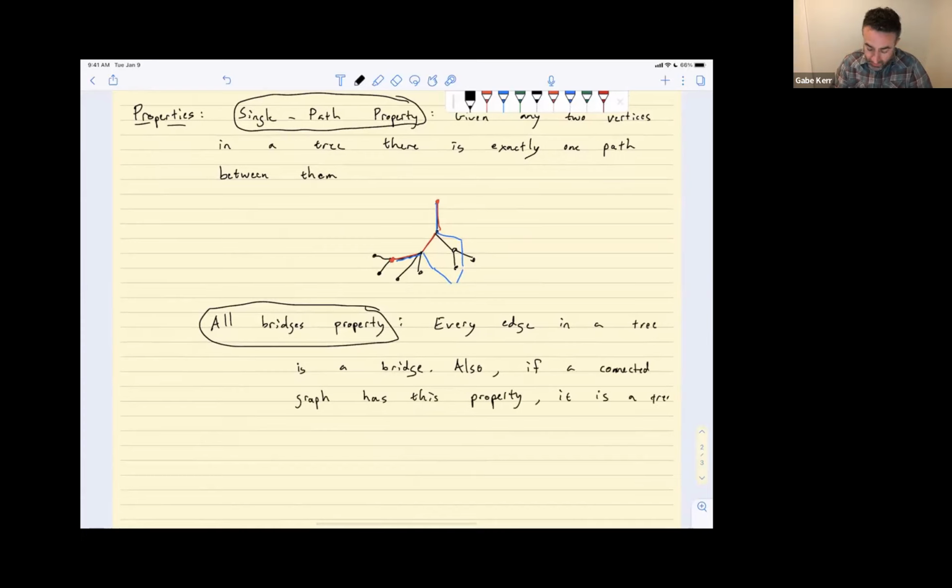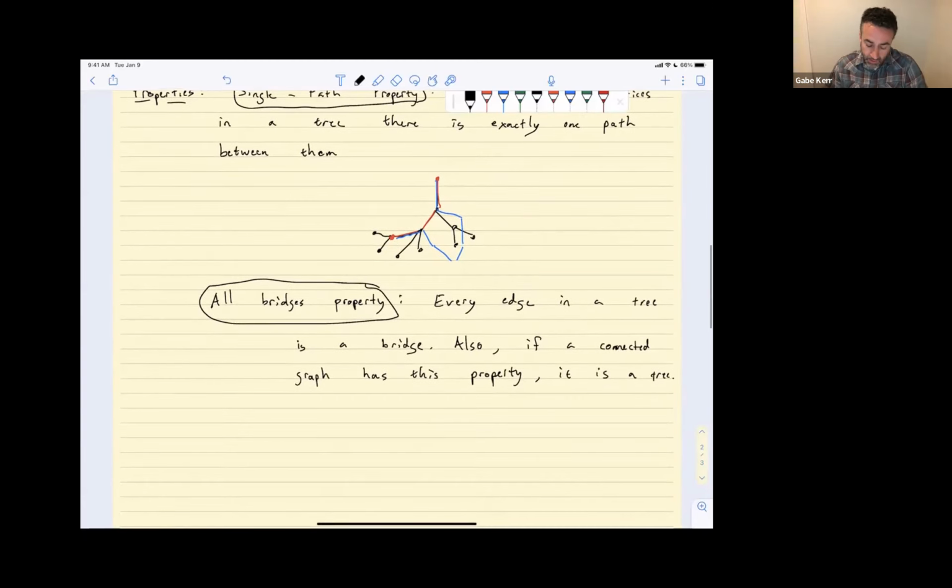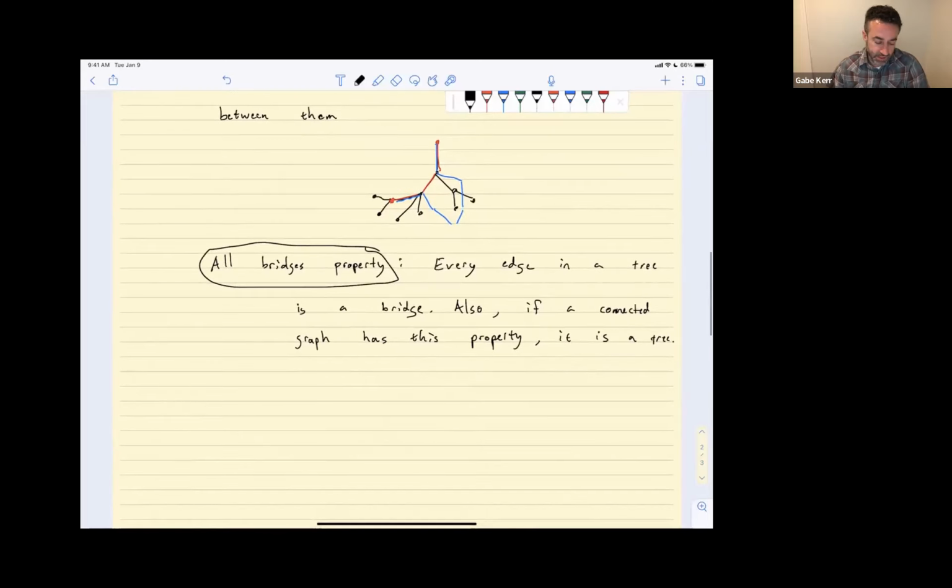The same with the last property as well. It's the same kind of notion. And the reason here is sort of the same as previously.